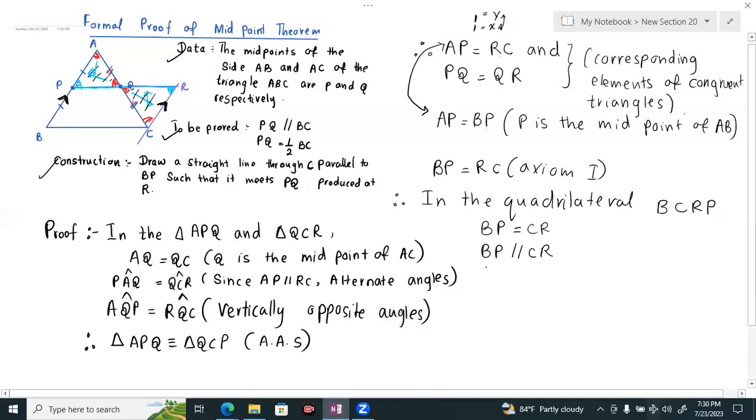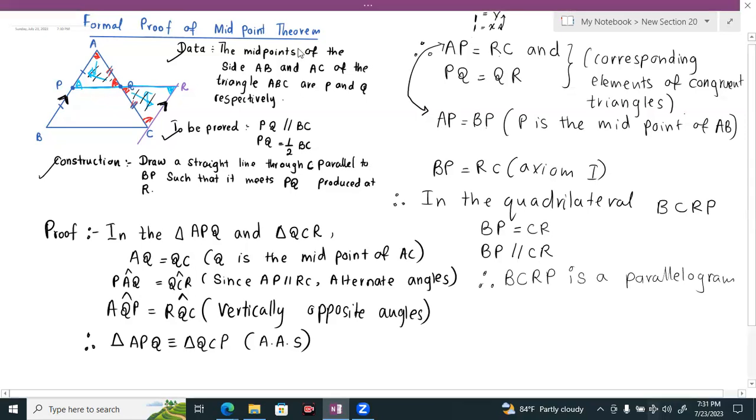එහෙනම් BP equals CR. BP parallel to CR. When a pair of sides are equal and parallel in a quadrilateral, we can say that it is a parallelogram. Therefore, BCRP is a parallelogram. Okay, and now I show that BCRP is a parallelogram.